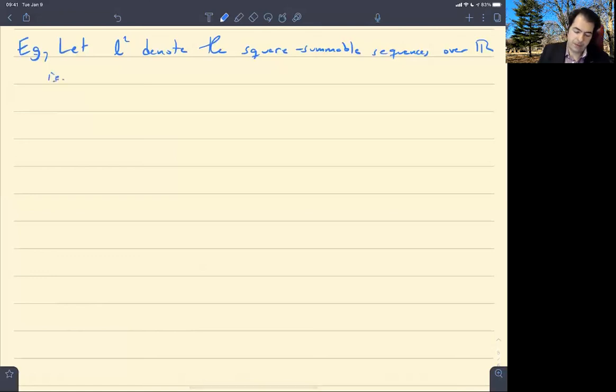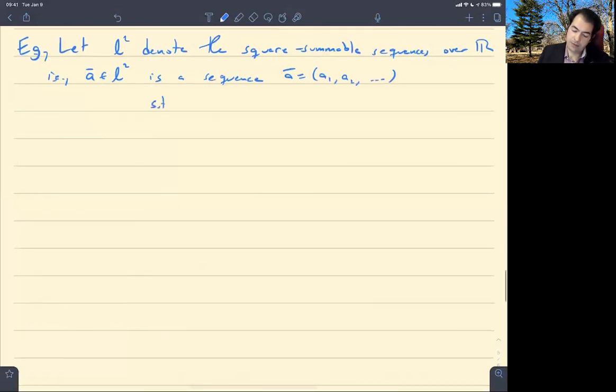So what does that mean? An element in little l2 is a sequence. And so a would be a1, a2, and so on, such that the square summable business, that's saying that the sum j goes from 1 to infinity of aj squared is finite. So this series converges. And then we're going to define the inner product of a and b to be the sum j goes from 1 to infinity of aj bj.